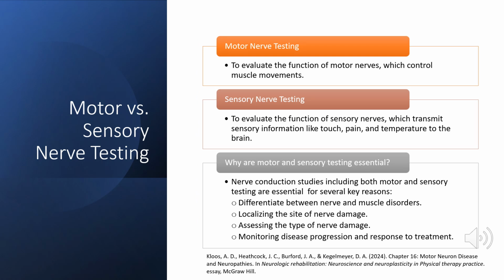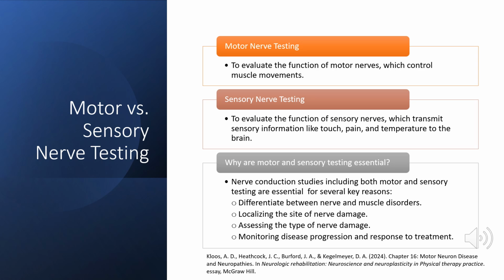Okay, let's talk about the differences between motor versus sensory nerve testing. Motor nerve testing is used to evaluate the function of motor nerves, which are going to control muscle movements. Sensory nerve testing is going to be evaluating the function of the sensory nerves, which are going to transmit information like touch, pain, and temperature to the brain.